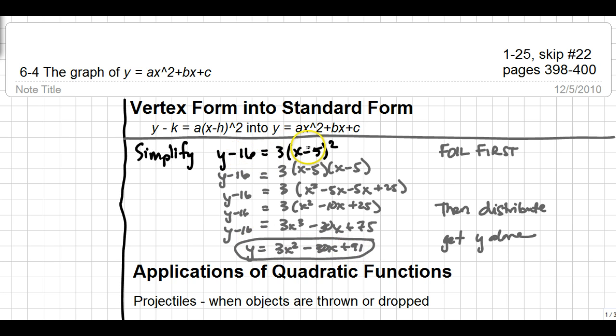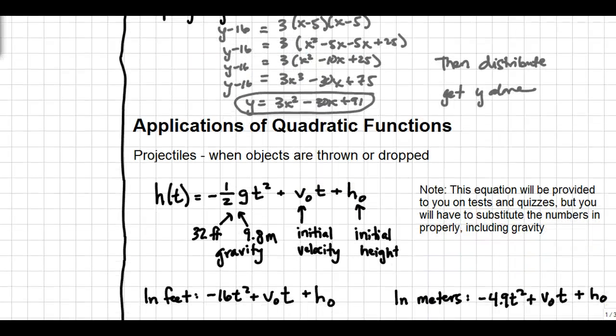The benefit of that would be probably if you needed to graph it or if you wanted to solve using the quadratic formula, which we'll do later on in the chapter. That would be one good method to know how to do. It's getting from one form to another. Some applications of the quadratic functions are the next thing that we're going to talk about.